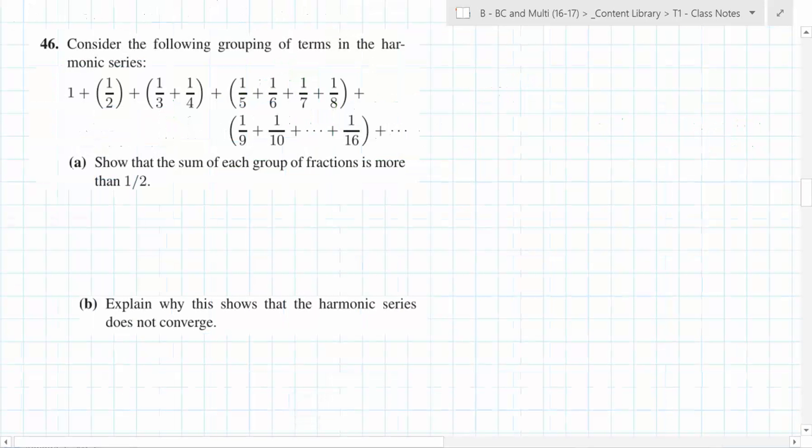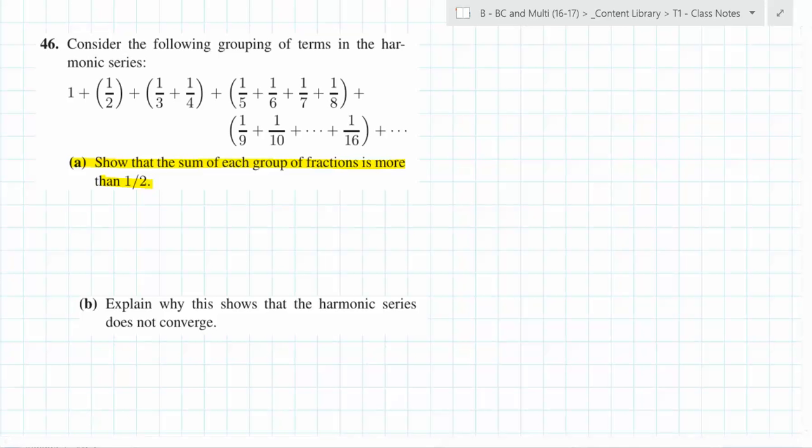So, I think you had this one on the homework. It was talking about the harmonic series. Did you do this one? Yeah. It's pretty cool because it shows you one of the ways you can show it does not converge. What's the key reason? Well, it really comes down to this: show that the sum of each group of fractions is more than 1/2.